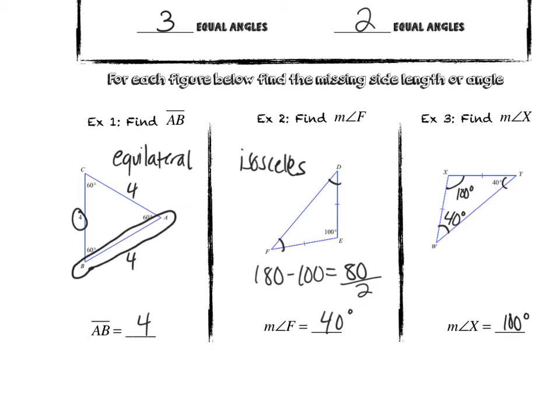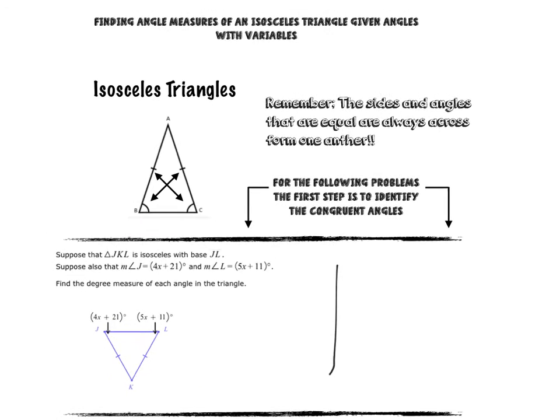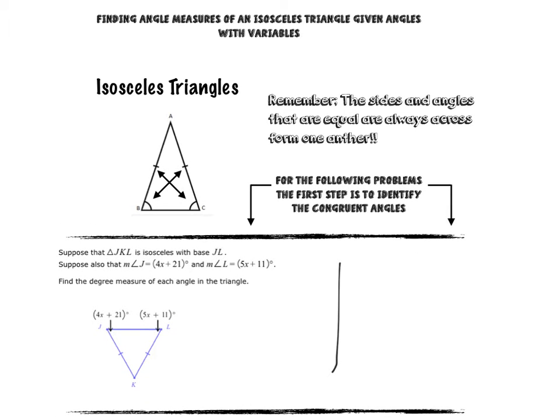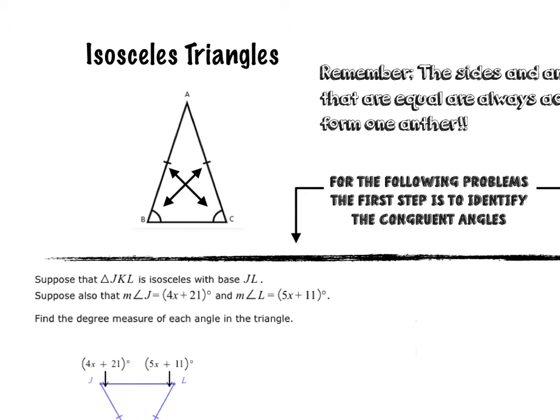Moving on to the next page, it gets a little bit harder. Now they're going to give you a picture of an isosceles triangle, and you're going to have to find X and then find the degree of each measure of the angle. So this is a little bit more work. So in your picture of an isosceles triangle, remember that sides and angles that are equal are always across from one another. So you'll see in this picture of an isosceles triangle that the angles are opposite one another and they're opposite of the sides.